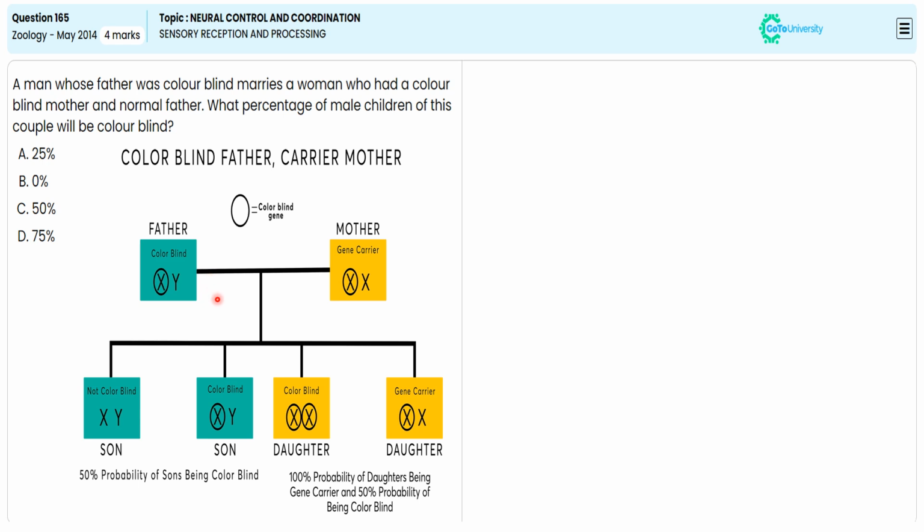With this specification, let me go for the F1 hybrid analysis. In the F1 hybrid, we are observing the color blind son with a probability of about 50%. So we are choosing option C as the correct answer, after avoiding options A, B and D, to secure 4 marks.